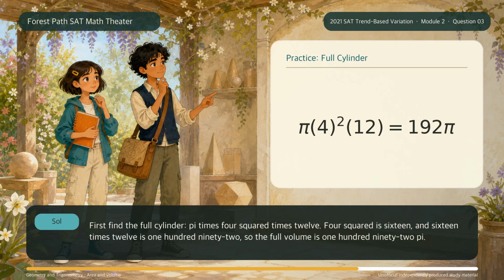First, find the full cylinder. Pi times 4 squared times 12. 4 squared is 16, and 16 times 12 is 192, so the full volume is 192 pi.